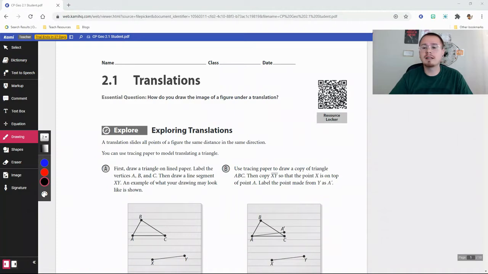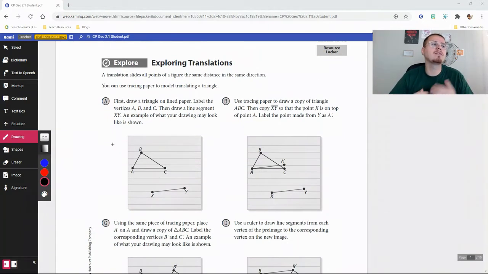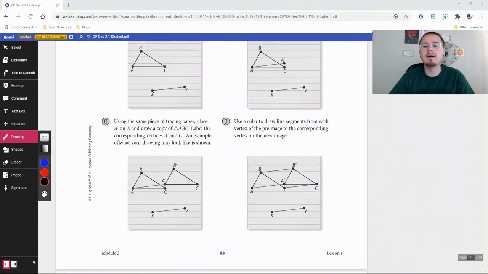And I'm excited because translations, I think, are relatively simple. They make sense. So the big idea, the essential question is, how do you draw the image of a figure under a translation? Well, we got to kind of figure out what translation means, but essentially it's just being able to show what happened. Now, I'm not going to teach you guys the tracing paper way, but if you want to look through that, go for it. But we're not going to do that today.